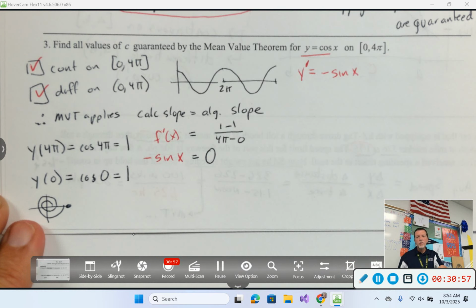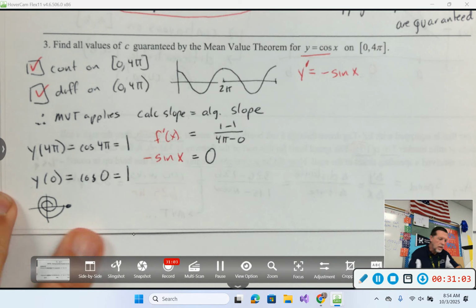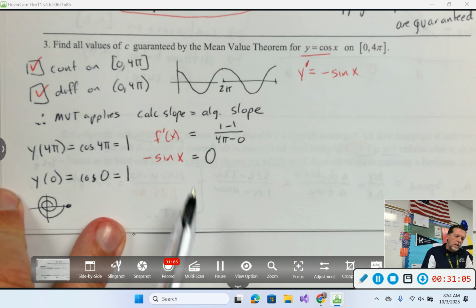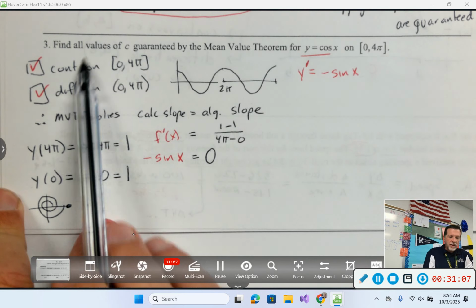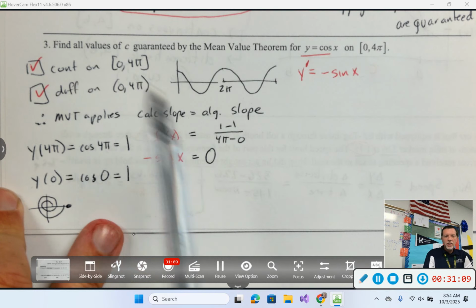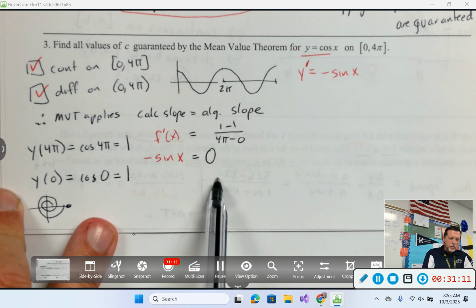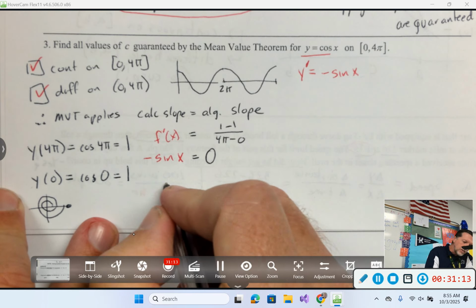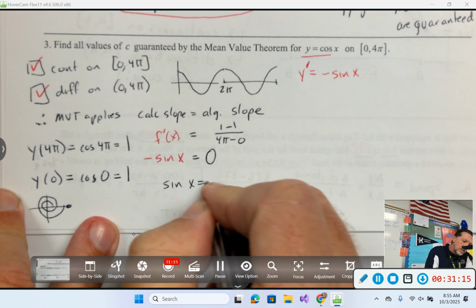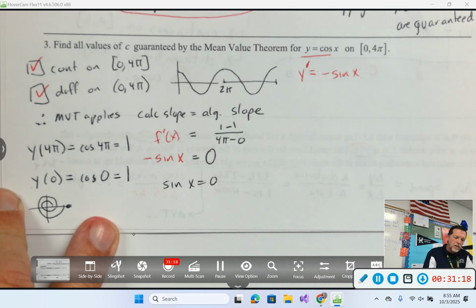So I want to know where negative sine of x equals 0. Okay. Remember, we set it up. We checked if it would work. We did our calculus problem. We did our algebra problem. Now we set the two equal to each other. Sine of x equals 0.